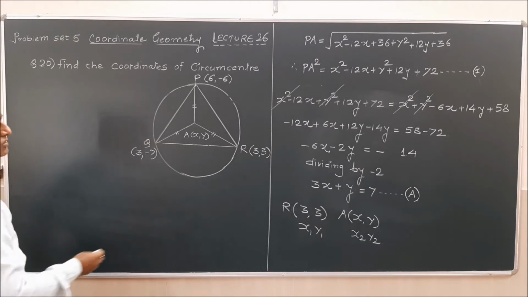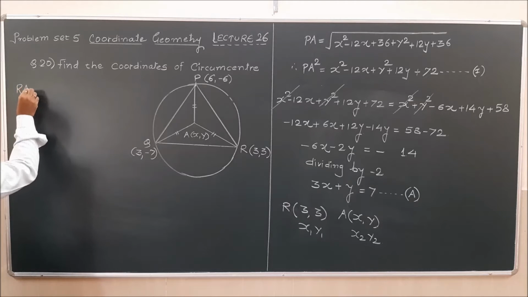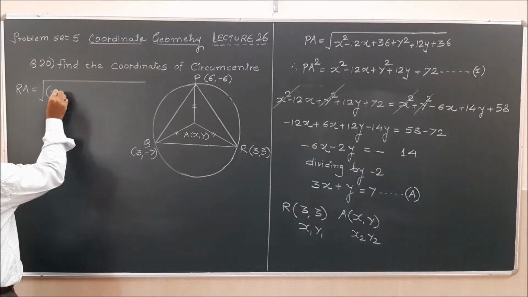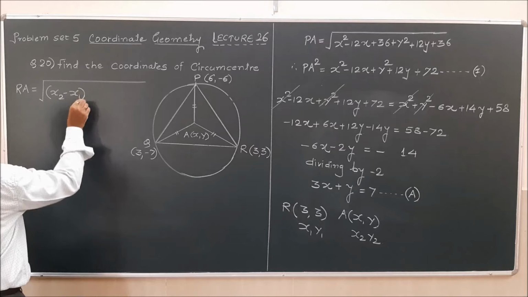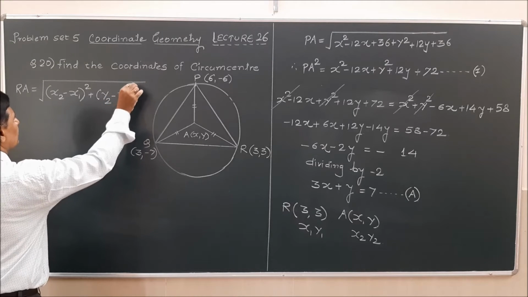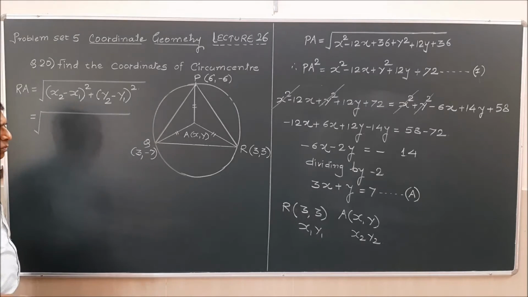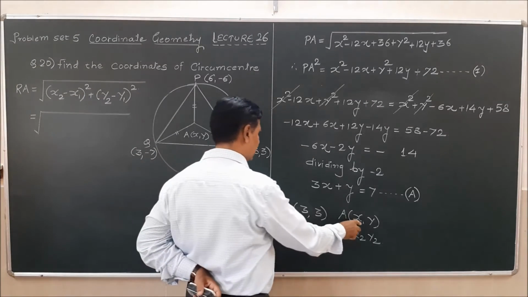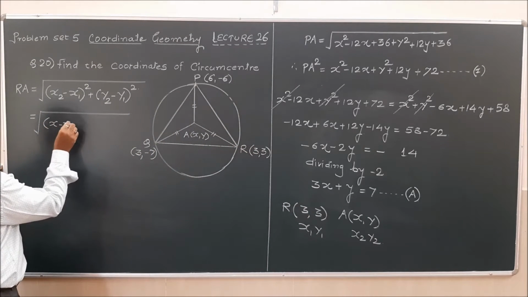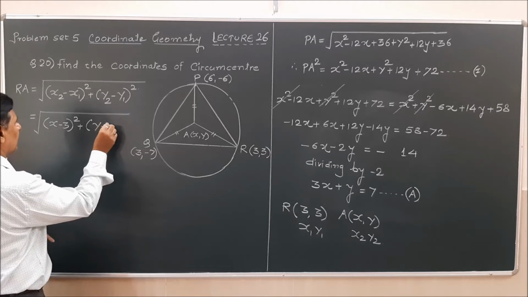Now you will get, dear students, RA is equal to root of x2 minus x1 the whole square plus y2 minus y1 the whole square. That is equal to, values we have to substitute now: x minus 3 bracket square plus y minus 3 bracket square.